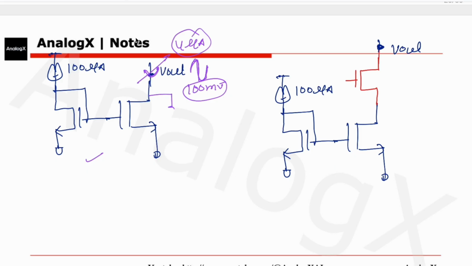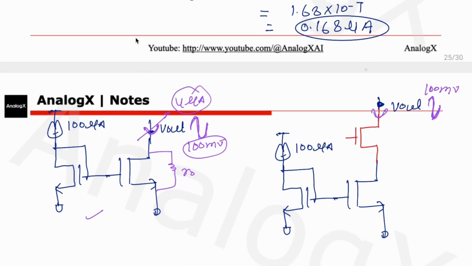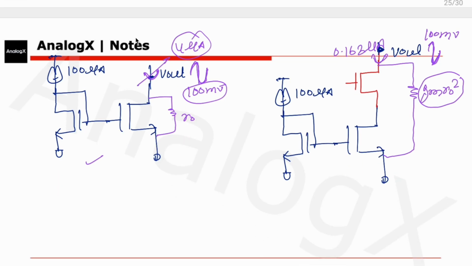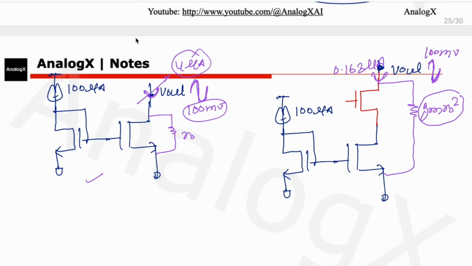And here the output resistance is R naught only. And if I change this node by 100 millivolt in the cascode, my output current changes by only 0.168 microampere, and here the total resistance is gm R naught square. This is how we compare both results. You can see clearly the impact of cascoding: we are increasing our output resistance, and hence the change in output current is minimized.